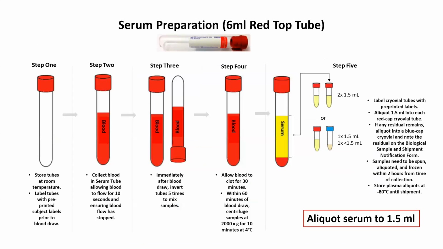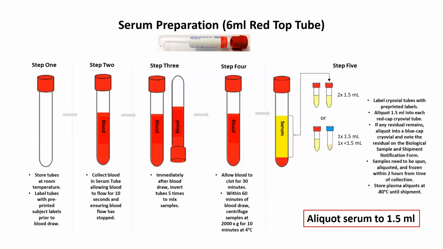So for serum preparation, we do ask that all blood tubes be stored at room temperature prior to blood draw. Don't stick them in the -80, don't stick them in an incubator, just keep them at room temperature. Some of them do have preservatives that may not work if the tubes are not stored properly. Also, before draw, label these tubes with the pre-printed subject labels that Kelly just went over.